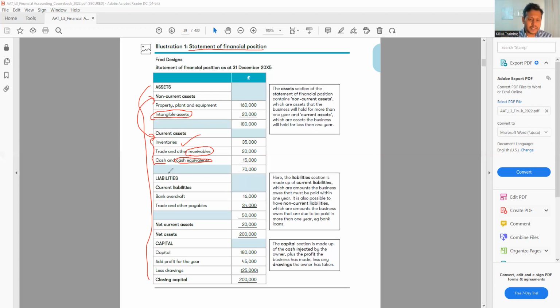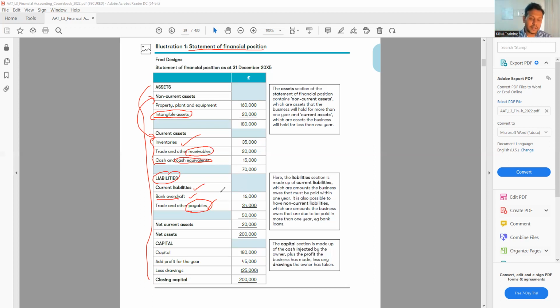Then we have liabilities. We have the same thing: non-current liability and current liability. In current liability, we have bank overdraft and trade payable. Bank overdraft is when we use the bank's money for a short time. Trade payable is when we have a credit supplier. And this money has to be paid very soon. That's why it's a current liability.